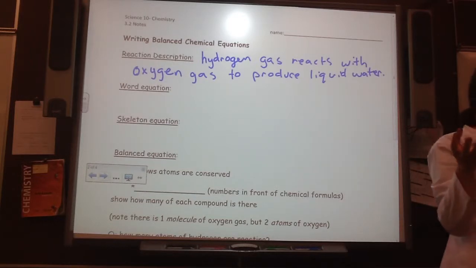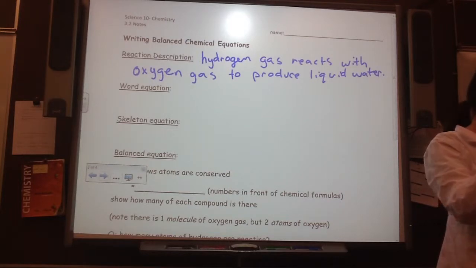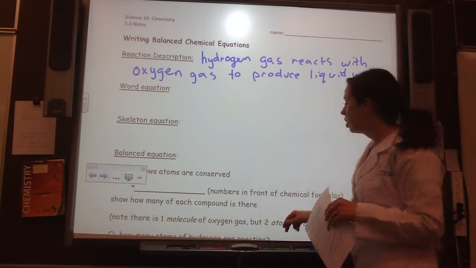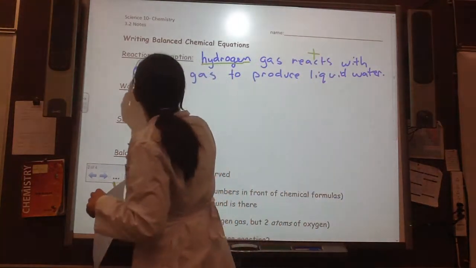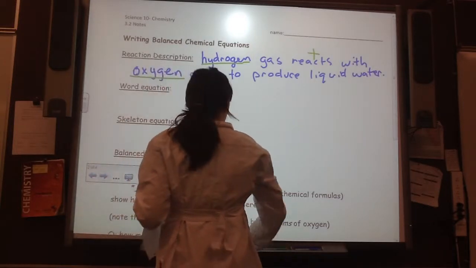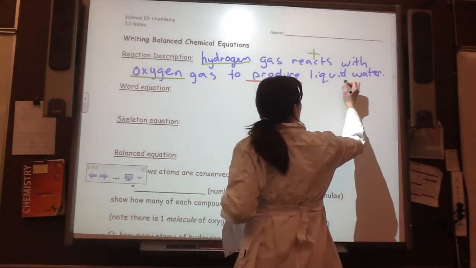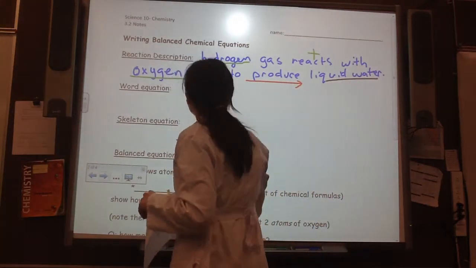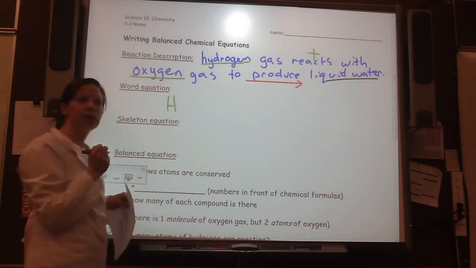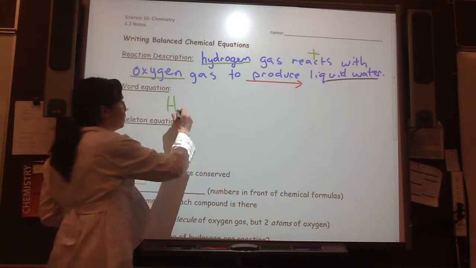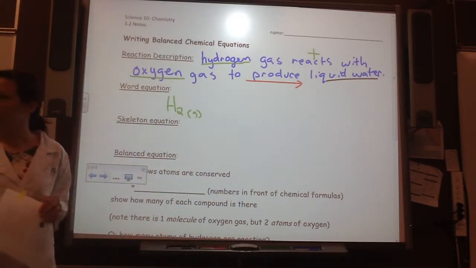So what you want to do is interpret what the reactants are, draw an arrow, and then tell me what the products are. So here's a reactant. It reacts with another reactant to make, so that's where we'd have the arrow, and here is a product. So hydrogen gas. What is hydrogen when it's all by itself? It needs to be H2. So you go H2 and put a G there to say that it's gas.